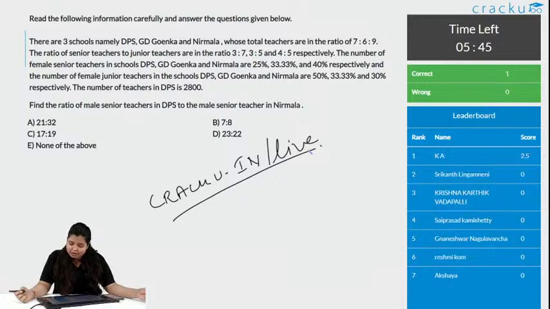Okay, one person got this correct. Come on, Akshaya and Resmi.